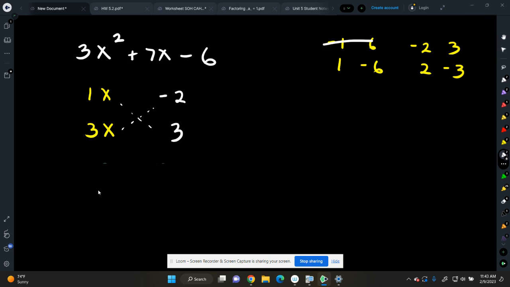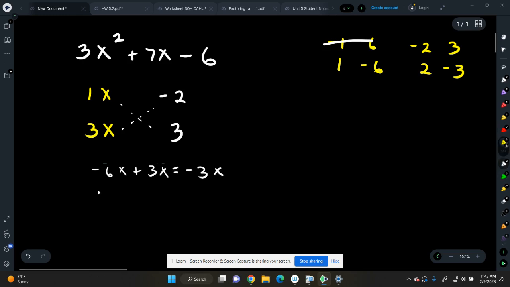Okay. If I cross multiply, I get -6x plus 3x. That didn't work. So what should I do? Switch them. Let's make it 3 and -2. 3x times 3 is 9x, and look at that, we finally found the right one. That adds up to 7x.